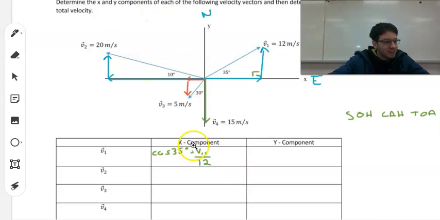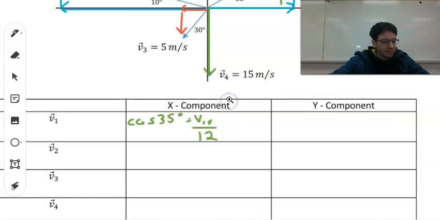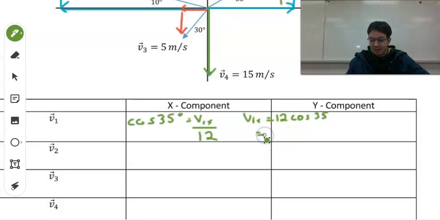Let me zoom in because it's a small space for me to write. Okay, so rearranging that, you can multiply both sides by 12, and you're going to get V1x, sorry, V1x equals 12 times the cos of 35. You type that into your calculator and you'll get 9.8 meters per second.